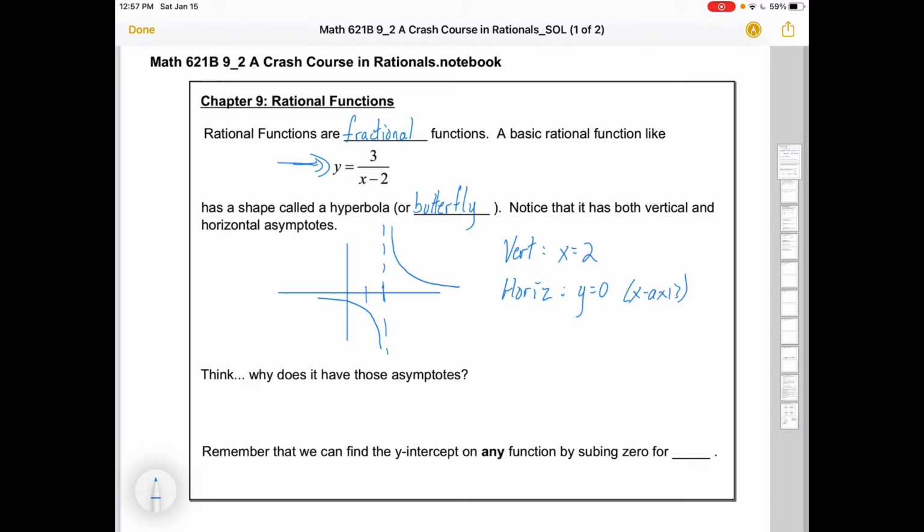One thing I do want to remind you is that you could find the y-intercept on any function by subbing 0 for x. That's how you find a y-intercept easily.